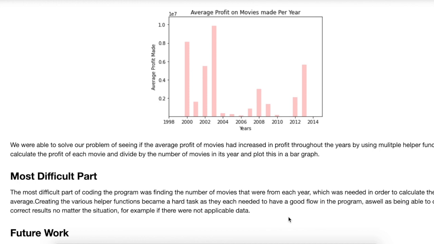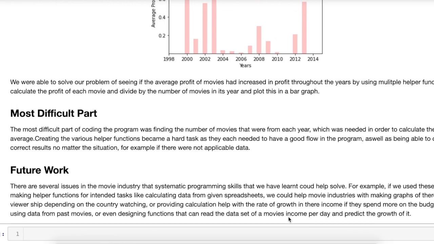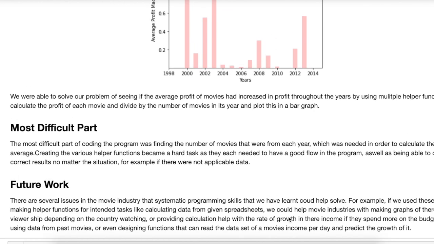We were able to solve our problem of seeing if the average profit of movies had increased throughout the years by using multiple helper functions to calculate the profit of each movie and divide by the number of movies in its year and plot this in the bar graphs shown below. The most difficult part of coding the program was finding the number of movies that were from each year, which was needed in order to calculate the average.